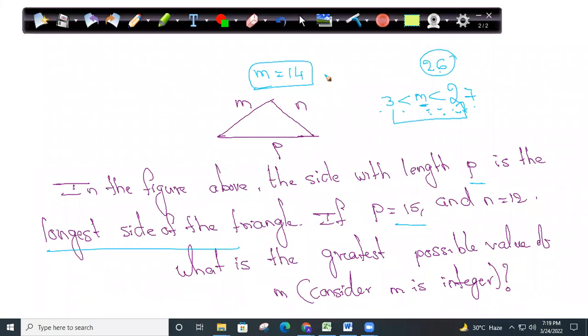So I want the greatest possible value of m, but P is the longest side. Immediately it should get into the mind what Venkat told you. So the sum of the two sides is always greater than the third side, or the difference between the two sides is always less than the third side. I'm applying that simple concept and I got the values, but I know P is the longest side. So m should lie between 3 and 15. So if I want an integer less than 15, it is 14, so the answer for this question is 14.